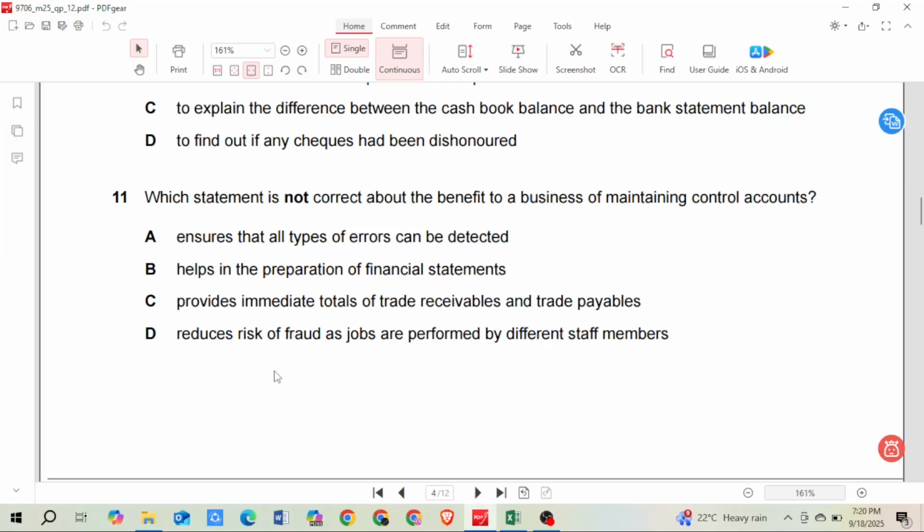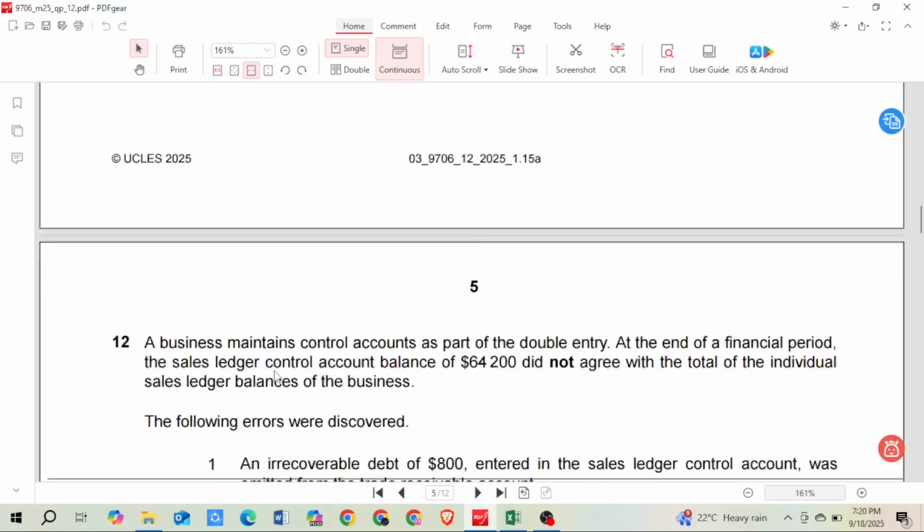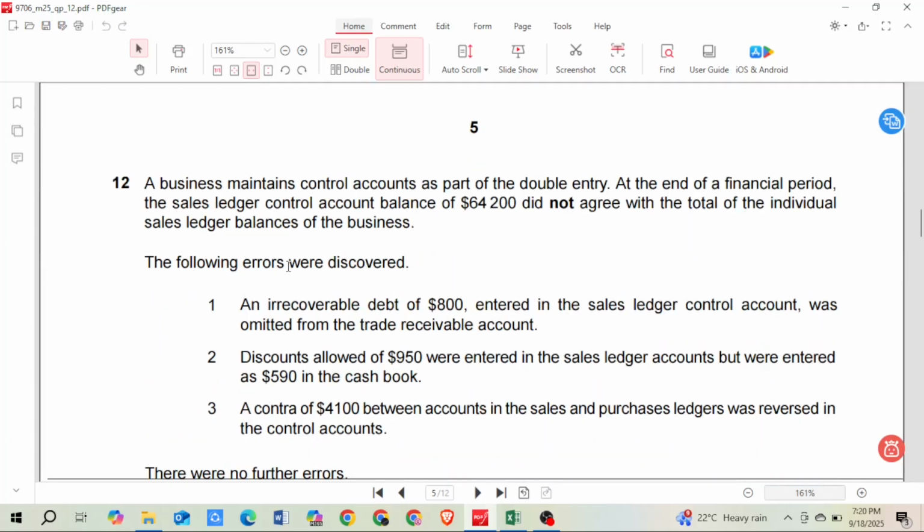Okay, let's go to question number 12. Question number 12. A business maintains a control account as a part of double entry. At the end of the financial period, a sales ledger control account balance of 64,200 did not agree with the total of the individual sales ledger balances of the business.